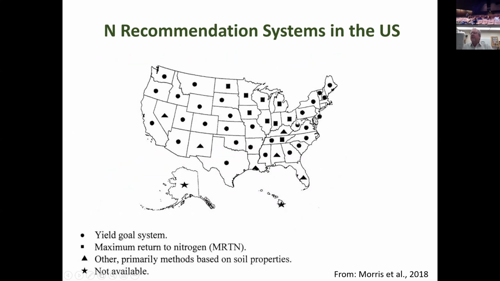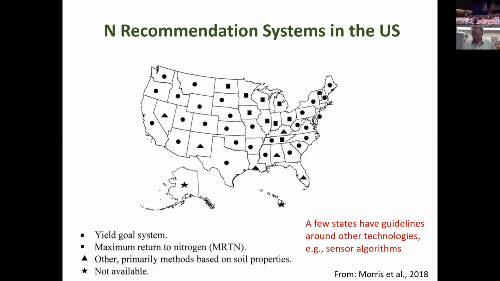But if you look at the amount of corn that's associated with that, and acres, of course, most of that is concentrated in these Midwestern states. So most of the corn in the US is being managed under this empirical MRTN approach, but it is a static approach. A few states have some guidelines around other technologies like sensor algorithms and things like that.